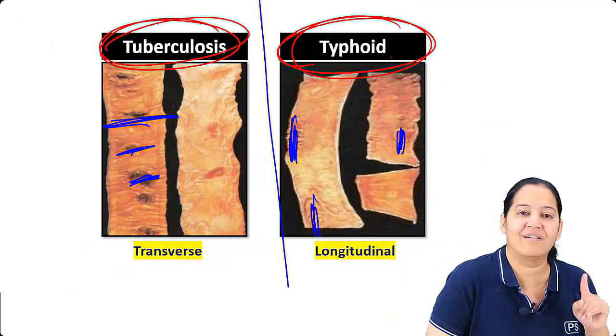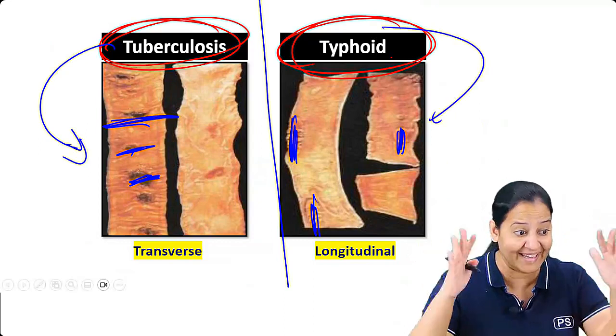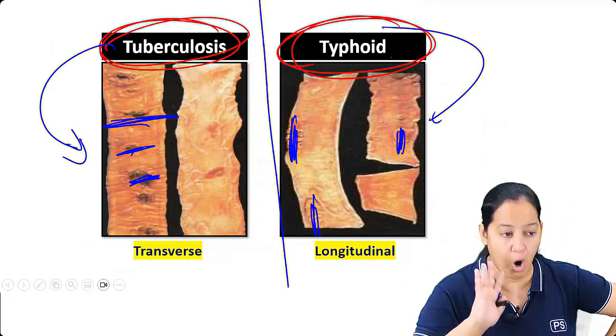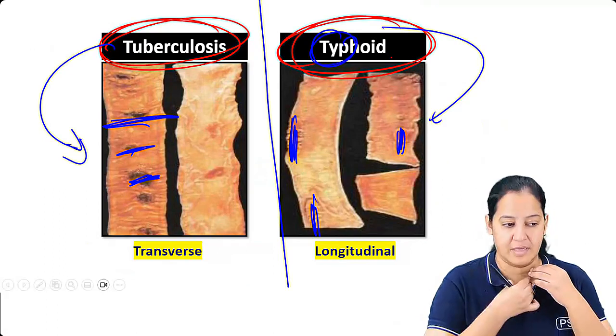So how you will learn? TB में they are transverse and typhoid में they are longitudinal. Both are TT. कैसे learn करोगे? TB में they are transverse and typhoid में longitudinal. How I learn? Let me tell you. You know tie. Tie से ना मुझे tie याद आता है. हम tie लगाते हैं ना?